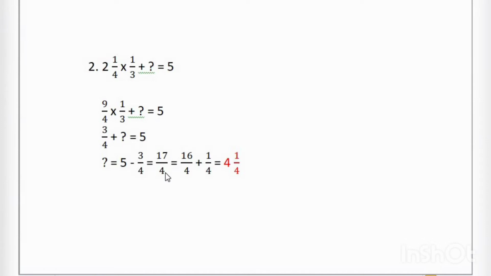taking LCM we will get 17/4, and this 17/4 can be written as 16/4 plus 1/4, right? Because 16 plus 1 is 17/4, it is the answer. The 16/4 gets cancelled, on cancellation we will get 4 and 1/4. So 16/4 plus 1/4 can be written as 4 1/4. Ultimately the answer is 17/4, right? 4 into 4 plus 1 is 17/4. So 4 1/4 is the answer.